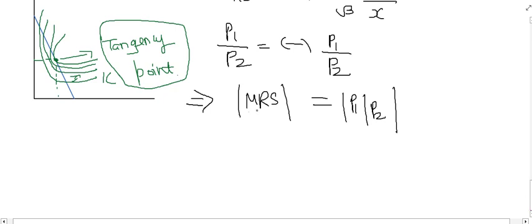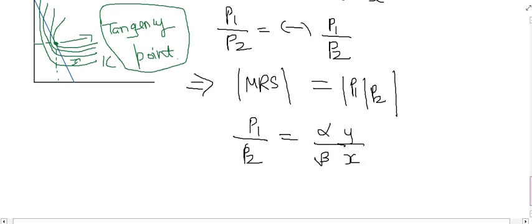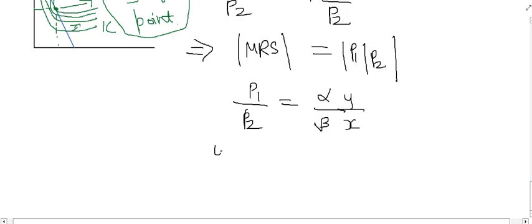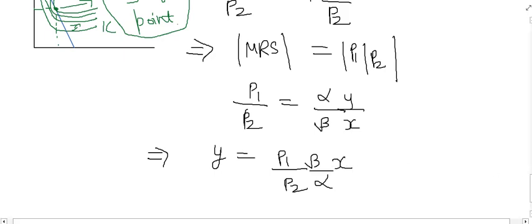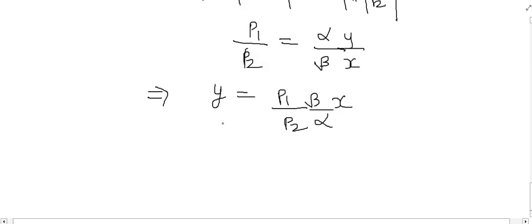So let us solve for them. We get P1 by P2 equals alpha upon beta into y by x. Now we either write it in the form of x or in the form of y. So here y comes to be P1 by P2 into beta upon alpha into x. Now we substitute this value of y in the budget line, P1x plus P2y. Now we multiply P2 by this expression, we get P1 beta upon alpha x.